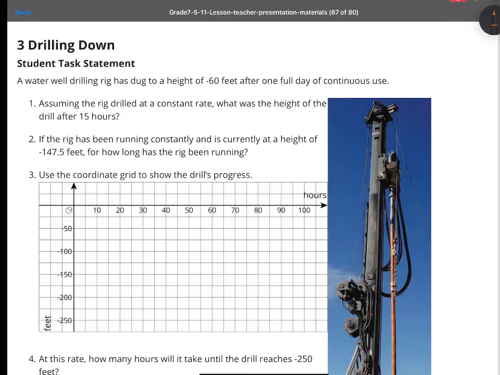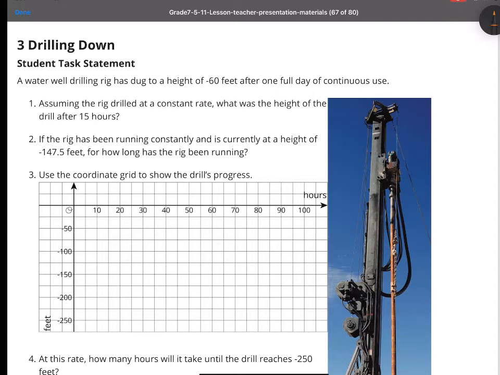Okay, guys, let's look at the last student task statement called drilling down. A water well drilling rig has dug to a height of negative 60 feet after one full day of continuous use. Number one, assuming the rig drilled at a constant rate, what is the height of the drill after 15 hours?